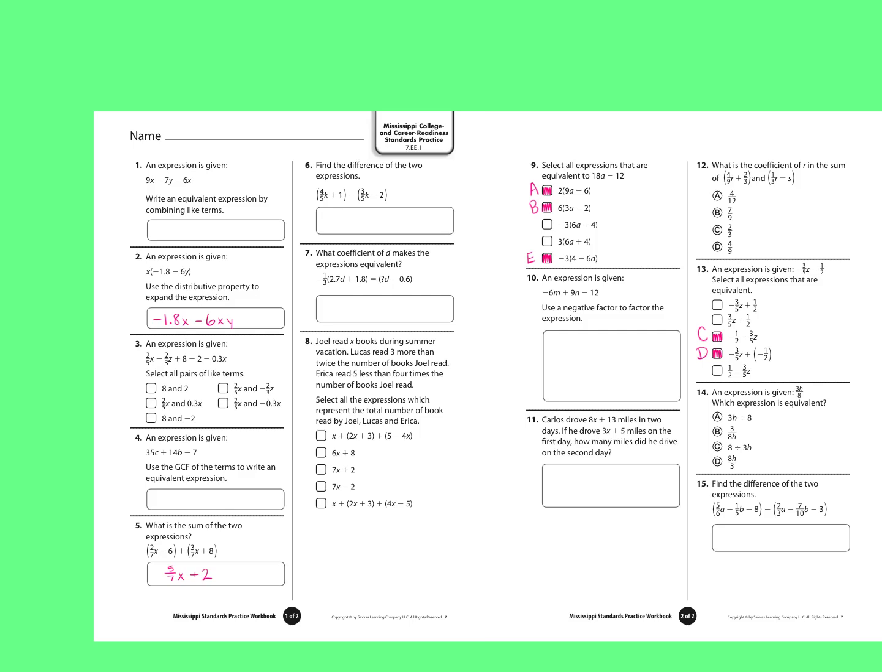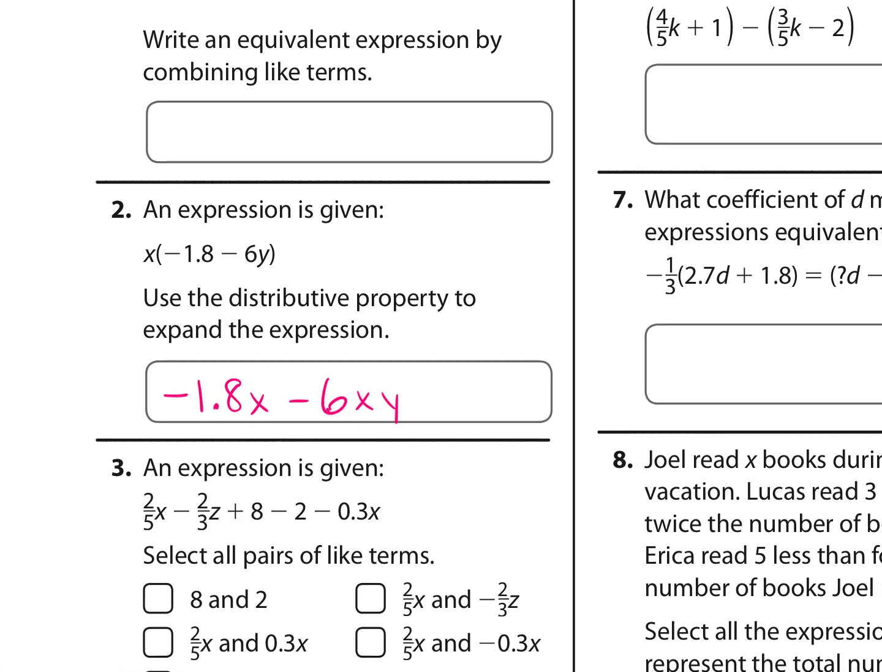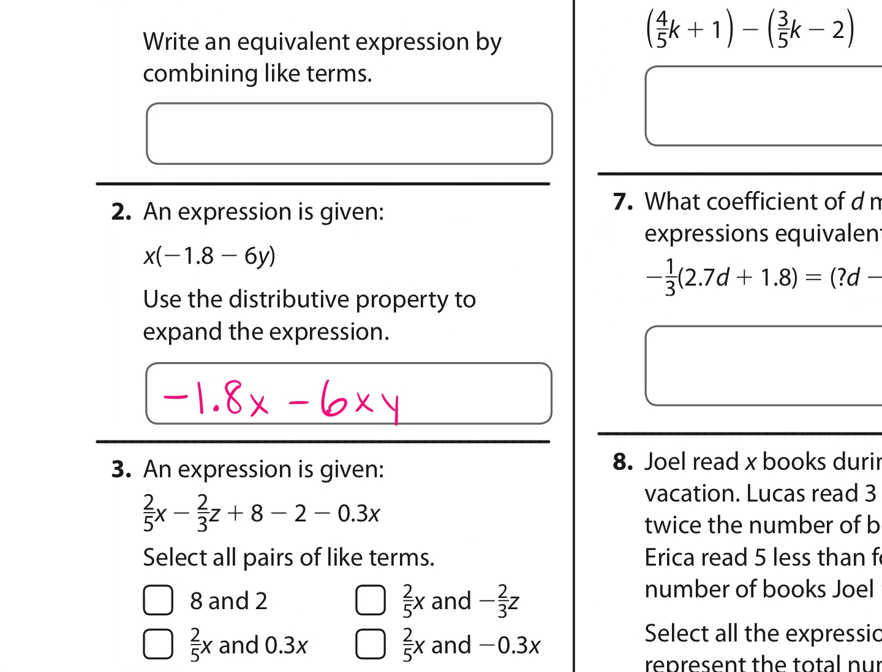Okay, so we're going to review EE 1 through 4. I'm going to give the answers first, and then we'll go back through and work out any problems, and you can see the explanations of any that you missed. On EE 1, number 2 is negative 1.8x minus 6xy.